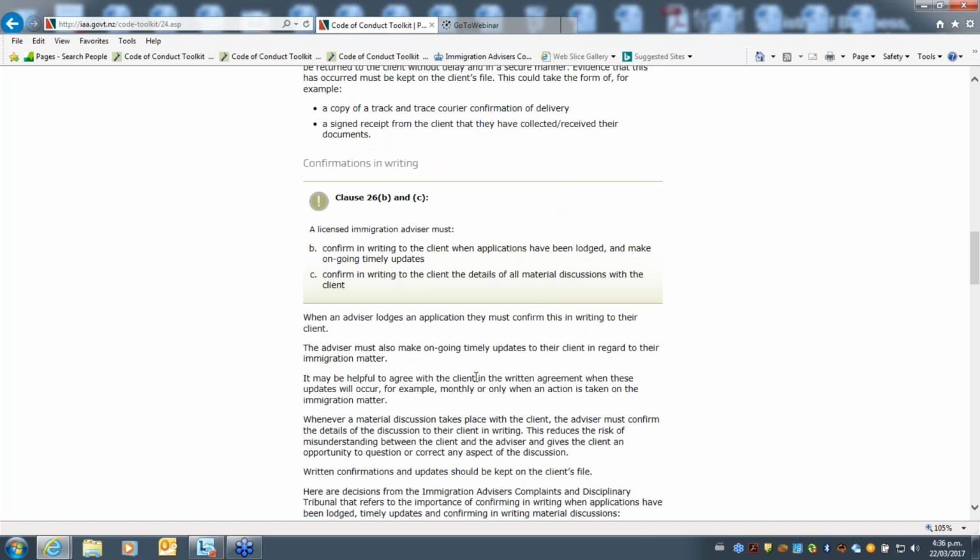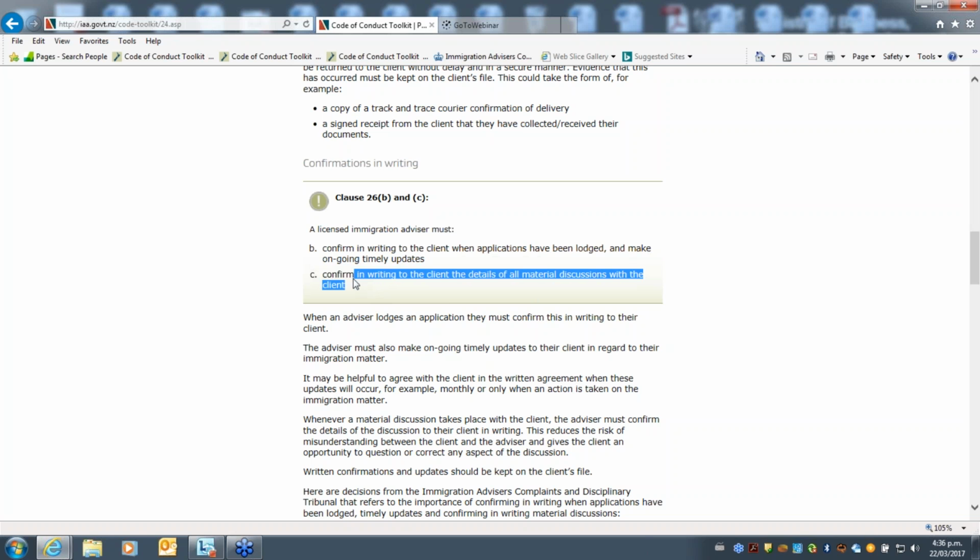You're required to confirm in writing to the client when applications have been lodged and make ongoing timely updates. So there needs to be a written record, when the application has been lodged, that you've told the client this. You need to think about how often you're going to update your client if potentially there are lengthy timeframes involved, and make sure that you're doing that in a regular way.